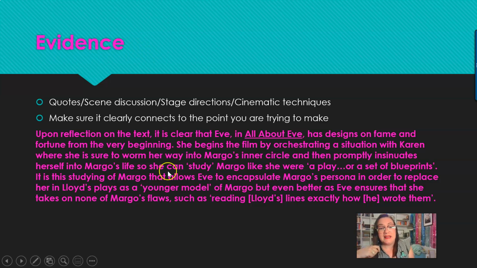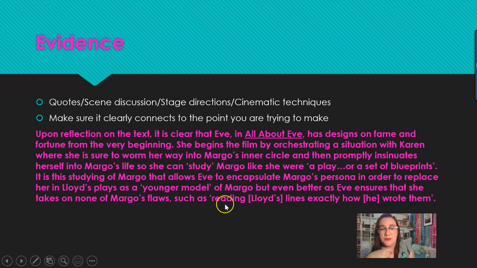Okay? And same with here, where I've got younger model and reading Lloyd's lines exactly how he wrote them. That's probably as big as I would get in terms of a quote. Instead of giving big quotes, I'm talking about the text and slotting in my quotes, which is a much more sophisticated way of dealing with a text. The other thing that I want to point out to you is I'm doing this lovely thing where I'm changing bits of the quote so that it can embed in my language easier.